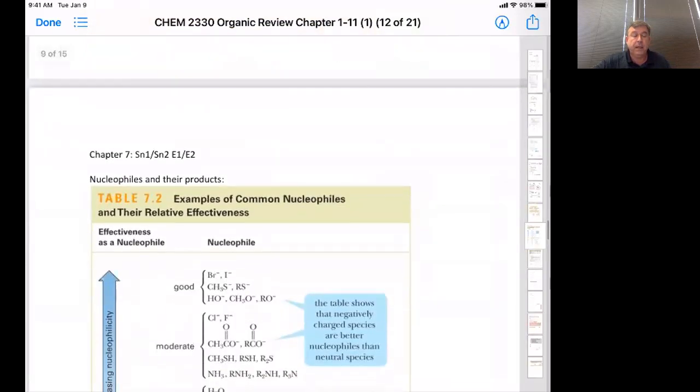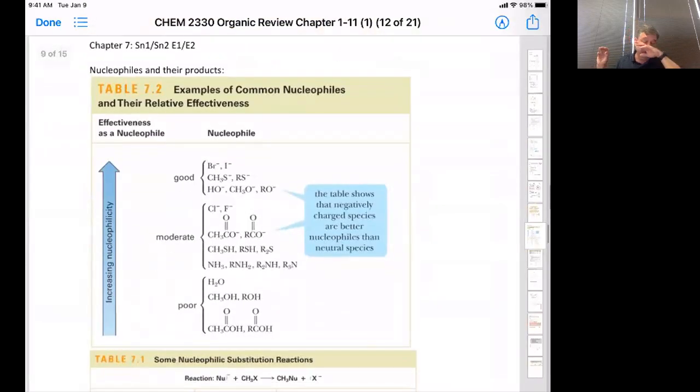Okay, let's see. SN1, SN2, E1, E2. You're going to focus on SN1 with your good to moderate nucleophiles. Once you get to poor nucleophiles, think SN1. It has to wait for the carbocation. And so we're looking for things that have a good negative charge. All of the good ones have a negative charge and are polarizable.